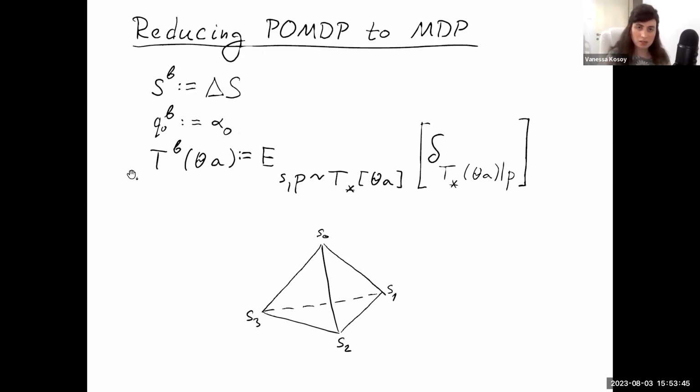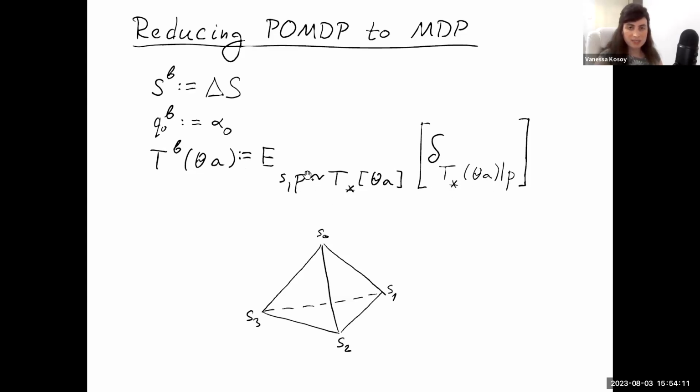And the transition kernel has a scary-looking formula, but what's actually going on is this: we start at some state theta, which is a state from the POMDP perspective but a distribution from the MDP perspective, and take action A. Then we look at what distribution we get from applying this action to this distribution using the MDP kernel.